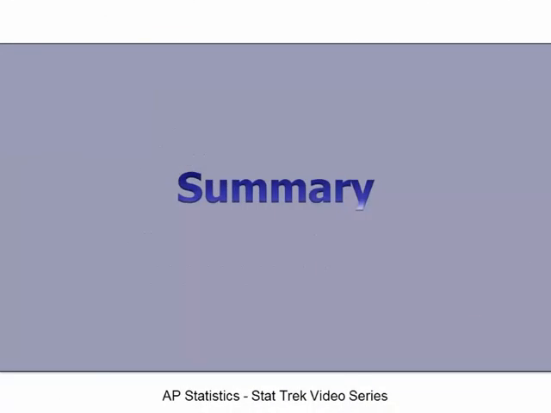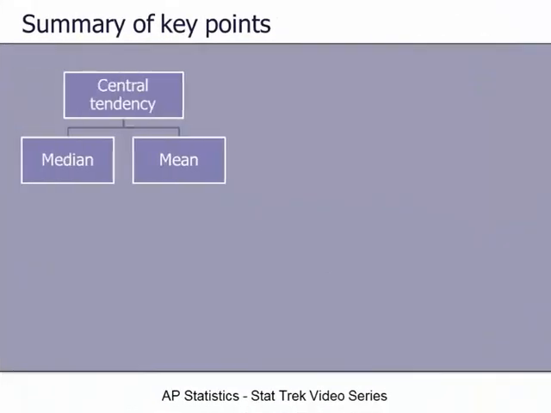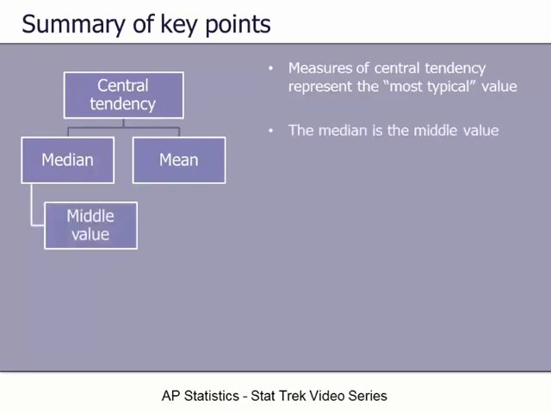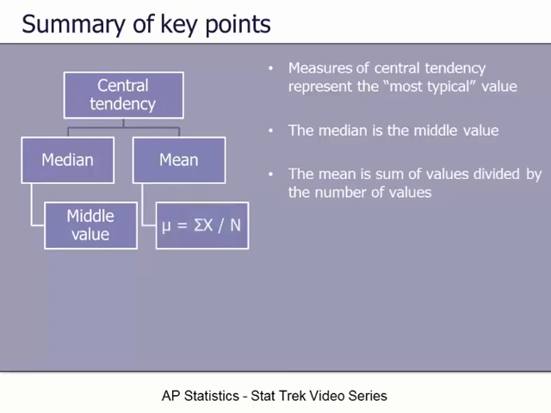Let's review. Measures of central tendency represent the most typical value in a set of values. We described two measures of central tendency, the median and the mean. To find the median, we arrange values from smallest to largest. The median is the middle value. The mean is the sum of values divided by the number of values. The formula for the population mean can be expressed compactly as mu equals sigma x divided by n.